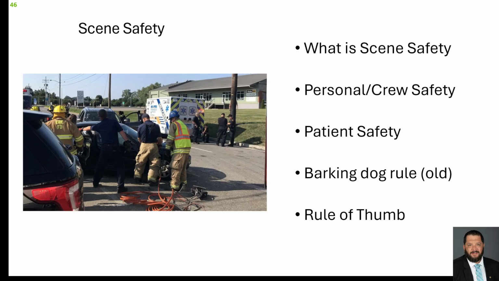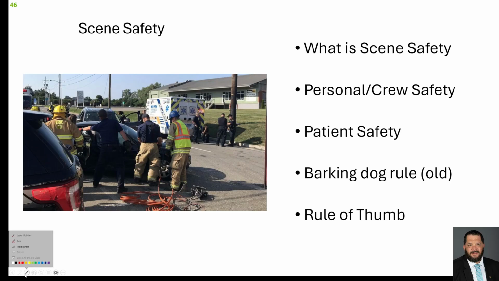Okay, so scene safety. We hear this a lot in education, and as students are learning to become providers. Is the scene safe? Well, I don't know. Is it? You need to be able to articulate what safety means. So you really need to be evaluating when you arrive on scene: are there immediate hazards?